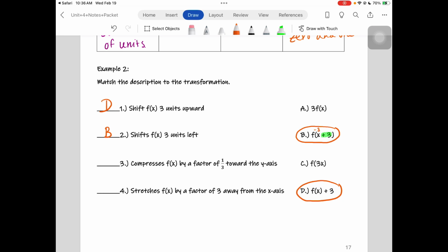Compress f of x by a factor of 1/3 toward the y-axis. So we're going to use this one here because if I plug in 3 times 1/3, that gives me the value of 1, which we're looking for. Dealing with the ones that are going toward the y-axis and being smaller, it's going to be put within the parentheses. This one here is going to be a because we're stretching. So when we're stretching, it's going to be on the outside of the function.